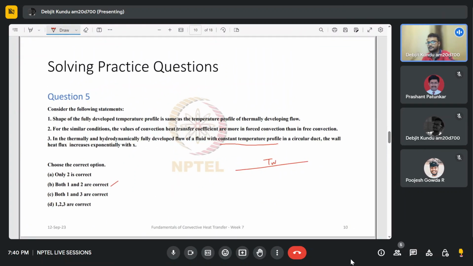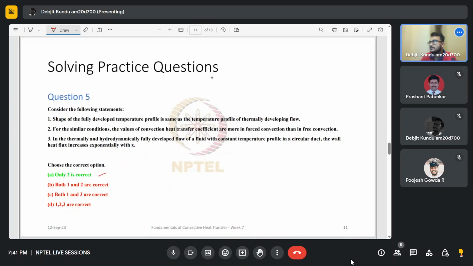There's another response in favor of option D, 1, 2, 3 are correct. Okay, so let's have a look at the solution then. The solution is option A, that is only 2 is correct.